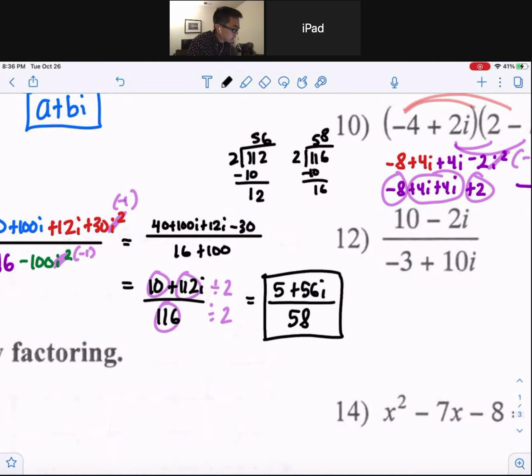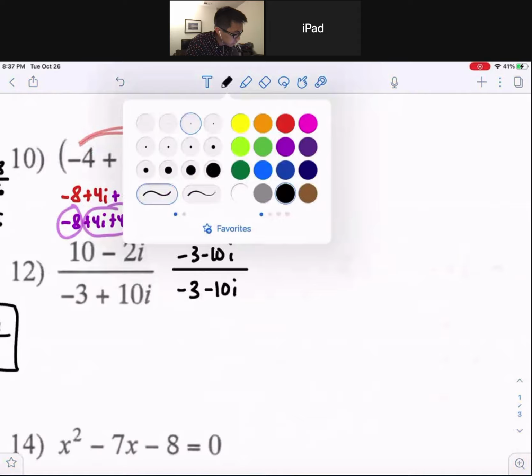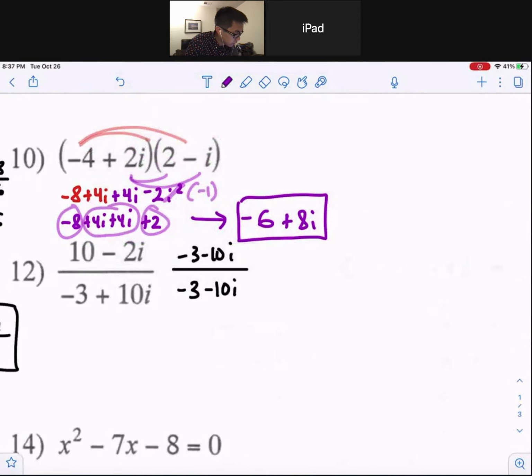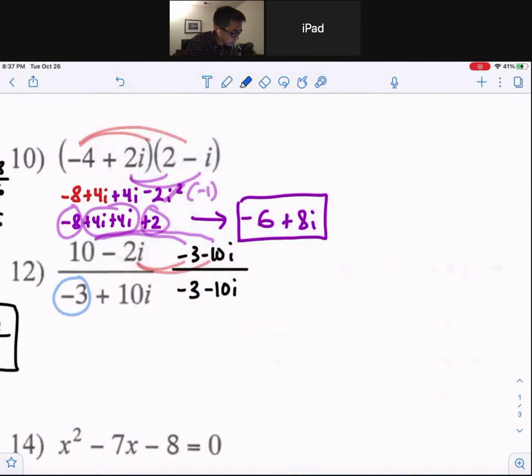Okay, number 12. So, again, multiply top and bottom by the conjugate. Negative 3, opposite of that one, in the middle only, which is minus 10i. So we gotta do a double distribution. So like there, right here, and then the front number times the front number, and the back number times the other back number.